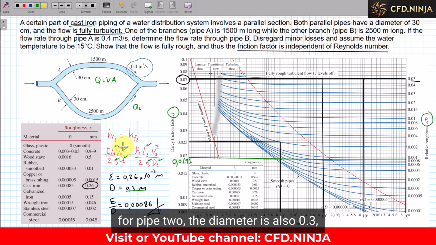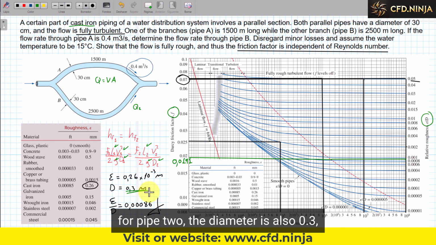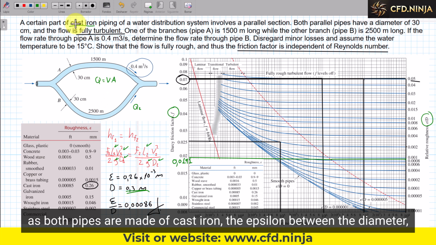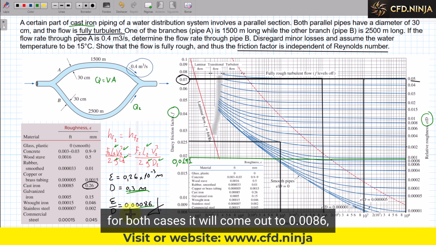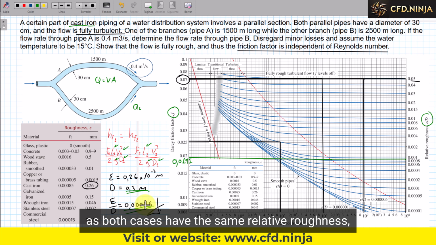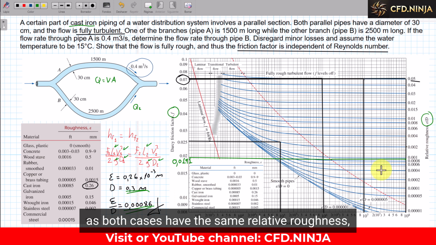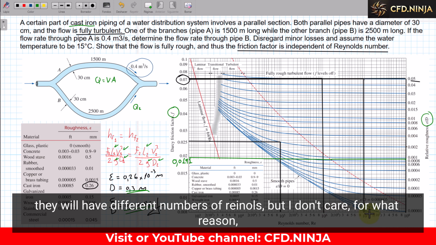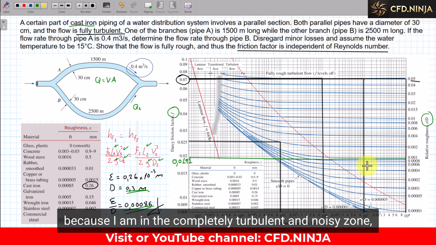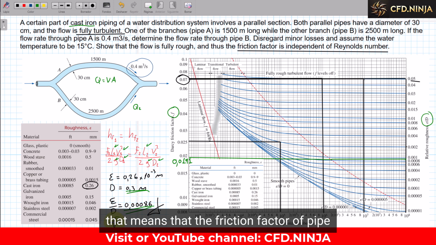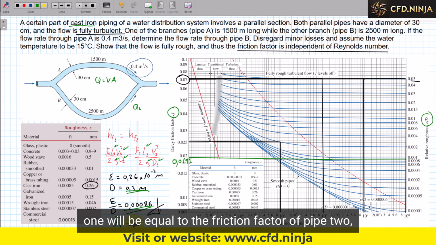For pipe 1, the diameter is 0.3. For pipe 2, the diameter is also 0.3. As both pipes are made of cast iron, epsilon over the diameter, for both cases, will come out to 0.00086. As both cases have the same relative roughness, they will have different Reynolds numbers, but I don't care for what reason. Because I am in the completely turbulent, rough zone, that means that the friction factor of pipe 1 will be equal to the friction factor of pipe 2.